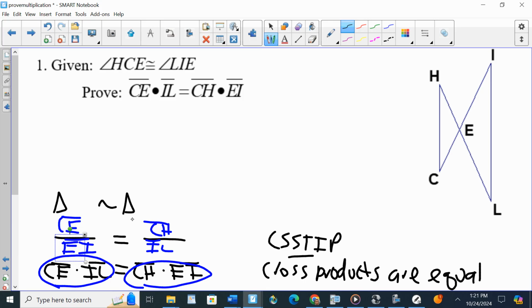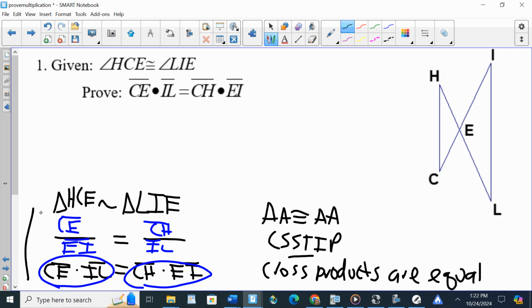Is it obvious which triangles are similar? It is to me. I'm going to go HCE, and then H corresponds to L, C corresponds to I, E corresponds to E. The reason for my similar triangles, always is AA is congruent to AA. So that's exactly what we did in the proving multiplication mini proofs lesson. Now I need to prove those triangles are similar. That's what we did in the proving similar lesson.